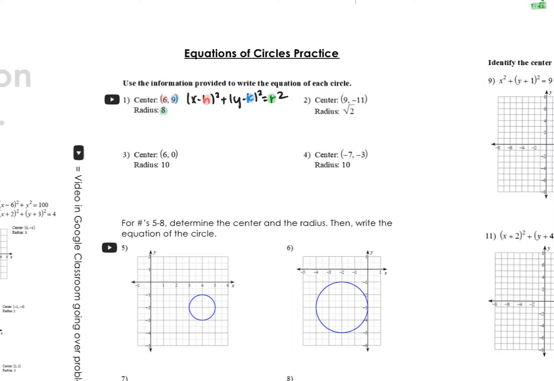So using my equation of my circle, I have x minus 6 squared plus y minus 9 squared equals 8 squared. And then the only thing you need to simplify here is just 8 squared is 64. So my final answer should be x minus 6 squared plus y minus 9 squared equals 64.